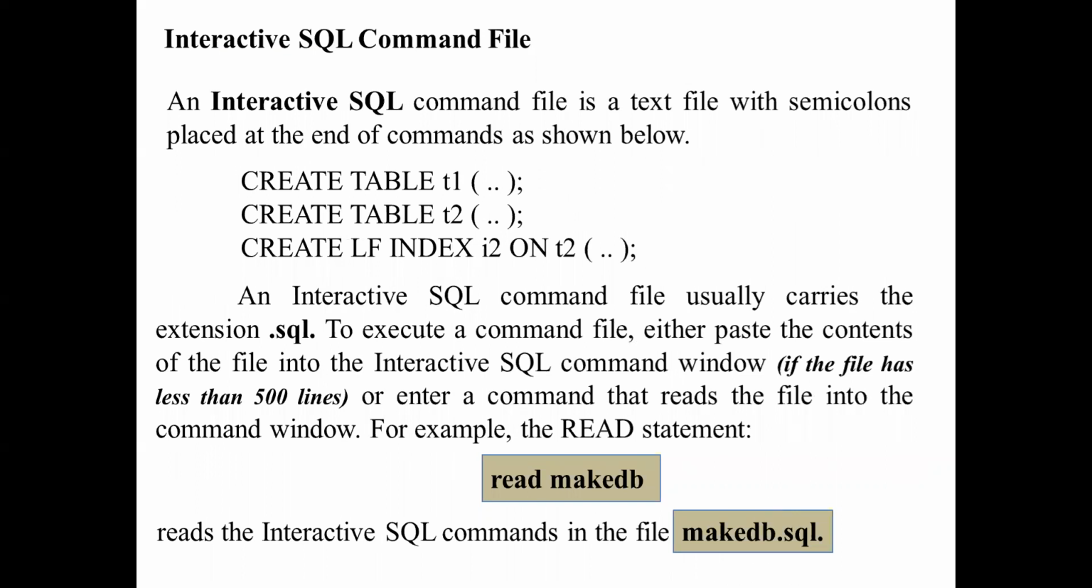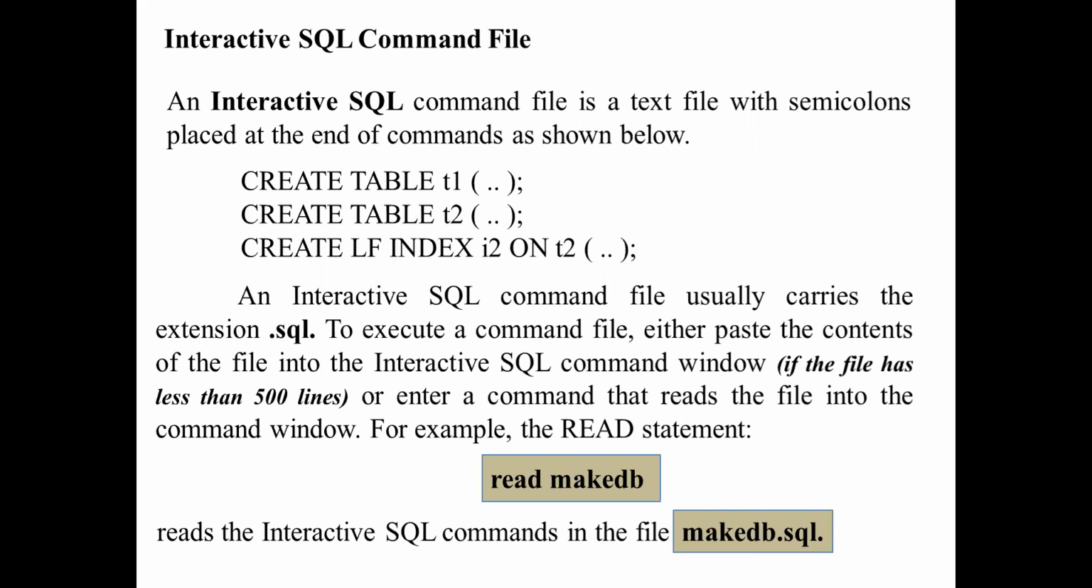Some of the commands: how the interactive SQL command file will be used. An interactive SQL command file is a text file, with a semicolon placed at the end of the command as shown below. So I can create a table. The table name is T1. I can insert some of the parameters and end with the semicolon. Second one, create a table T2 and end with the semicolon.